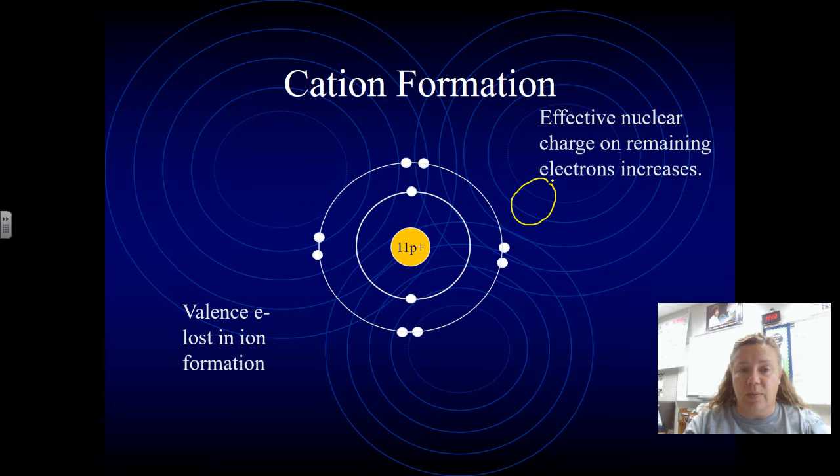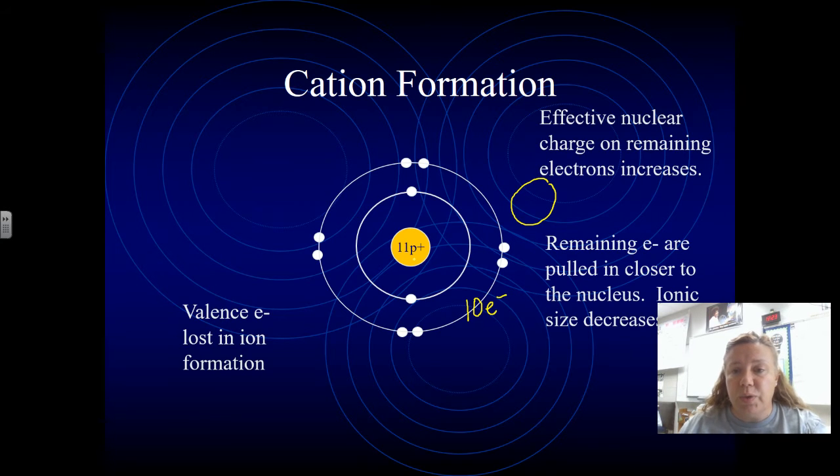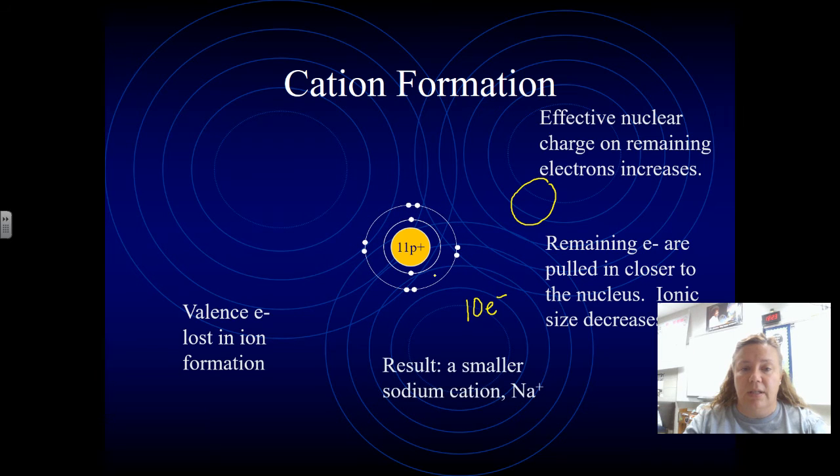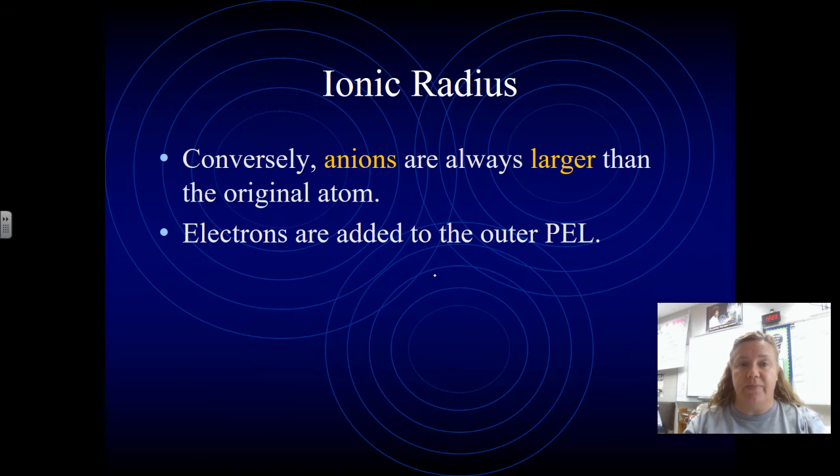When we have this entire principal energy level gone, the effective nuclear charge on the remaining electrons increases, meaning now we have 11 protons here and only 10 electrons total. So our effective nuclear charge is increasing. Those remaining electrons are then pulled in closer to the nucleus, and so the ionic size decreases. Result: we get a smaller sodium cation compared to the sodium atom itself.